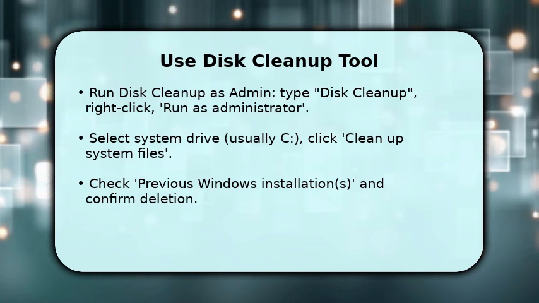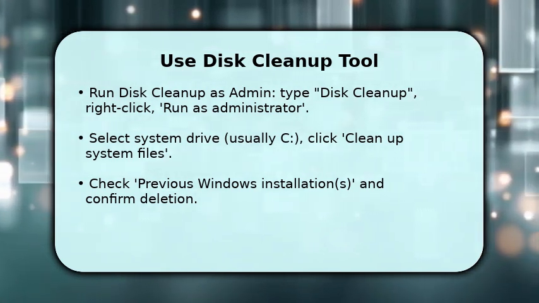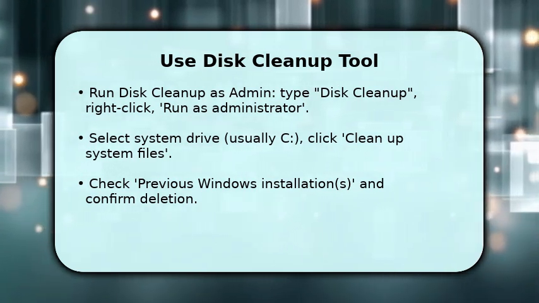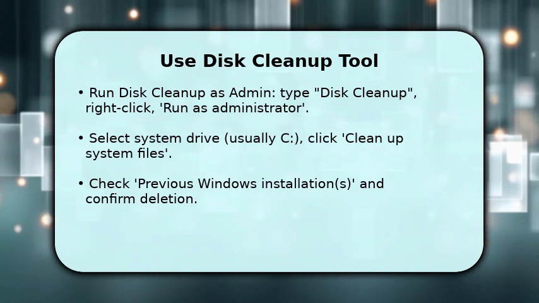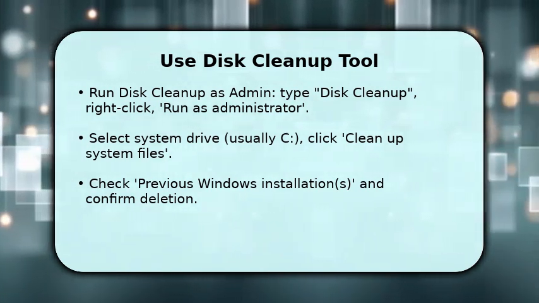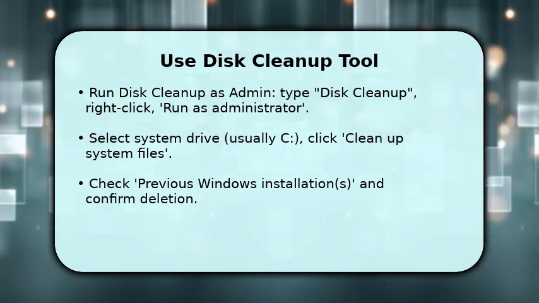Once the list refreshes, check Previous Windows Installation(s). You might also tick Temporary Files and Recycle Bin to reclaim more space. Click OK and confirm. The tool removes files safely and updates recovery information. This method prevents broken permissions and avoids leaving orphan system files behind.